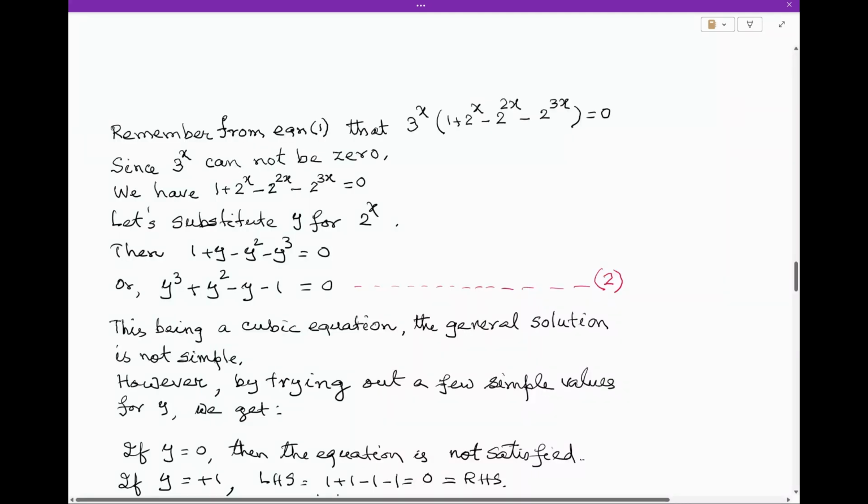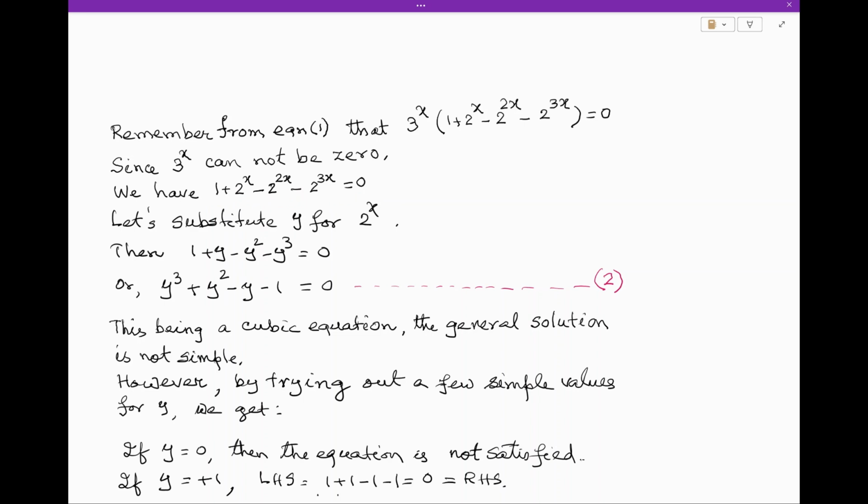Remember from equation 1 that 3 to the power of x multiplied by within brackets 1 plus 2 to the power of x minus 2 to the power of 2x minus 2 to the power of 3x is equal to 0. Since 3 to the power of x cannot be 0, we have the remaining term within the parenthesis, that is 1 plus 2 to the power of x minus 2 to the power of 2x minus 2 to the power of 3x is equal to 0.